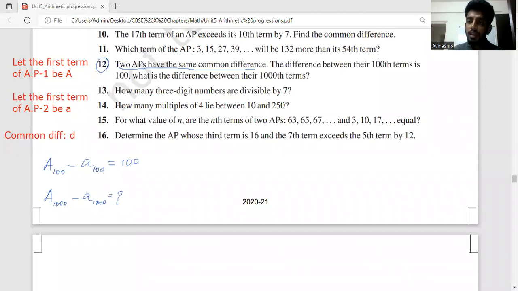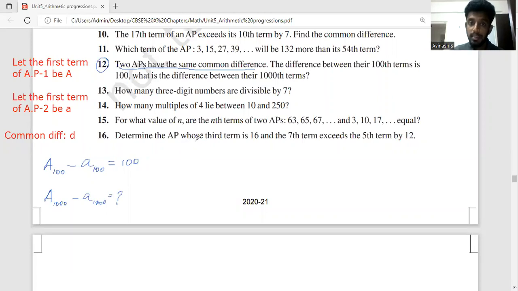So just to give an understanding of this, they have given two APs, both of which are different. So we are assuming the first term of one of the APs as capital A and the first term of the other AP as small a. The common difference has been given as the same, so we assume just small d. They have also given the difference between their hundredth terms, which means capital A100 minus small a100. What is capital A100? It is the 100th term of the first AP. What is small a100? It is the 100th term of the second AP. And the subtraction between these two will give you 100.